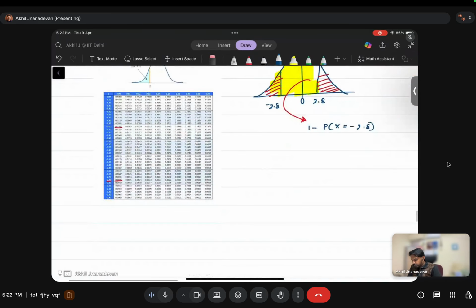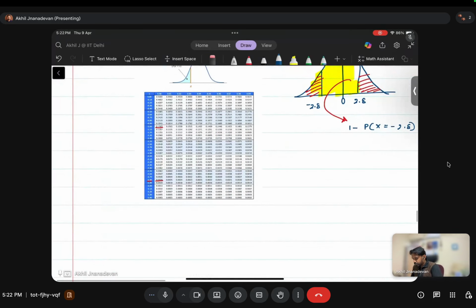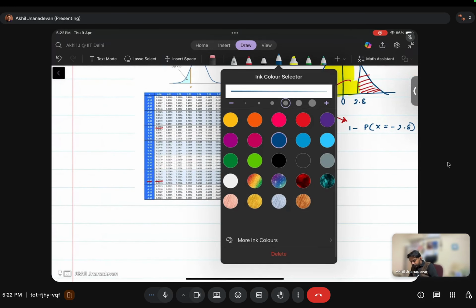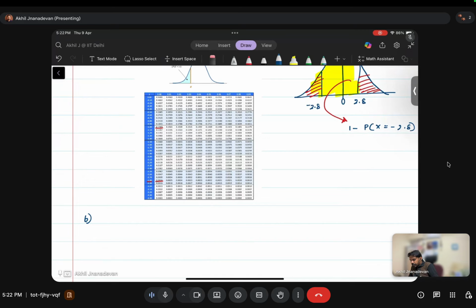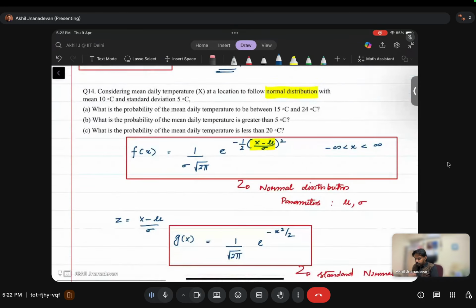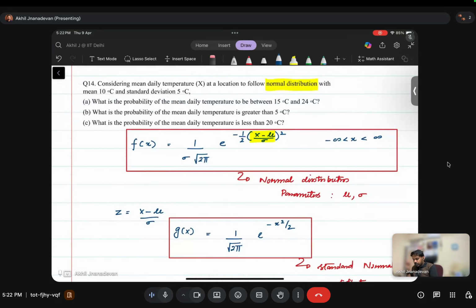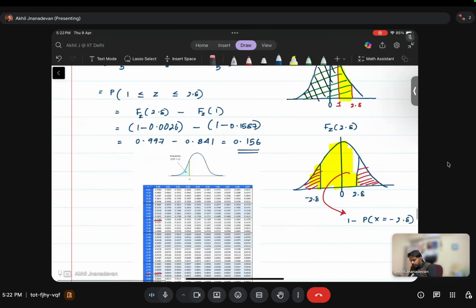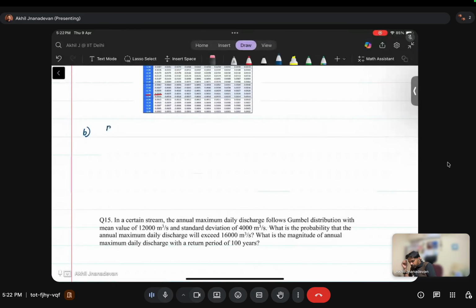And for the B part, if we can move on to the B part. The B part of the question is, what is the probability that the mean daily temperature is greater than 5 degrees Celsius? So P of x greater than 5.